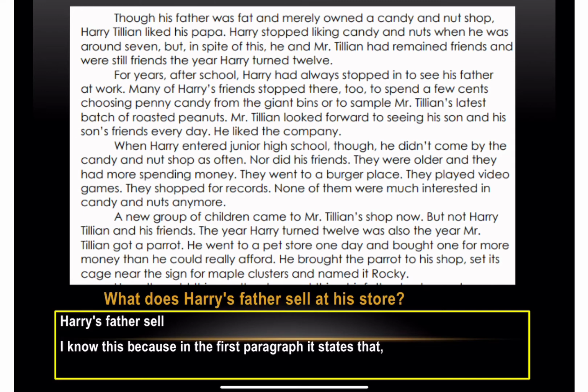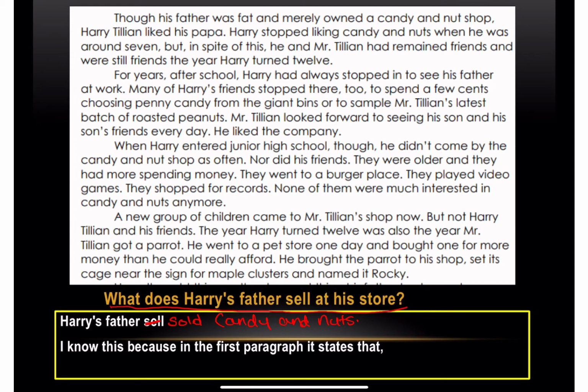So the question says, what does Harry's father sell at the store? What does Harry's father sell at the store? This is where you're going to go back to the text and look for all the details that will give you clues as to what Harry's father sold at the store. You may know the answer offhand, but I want you to say Harry's father, and we can say sold candy and nuts.